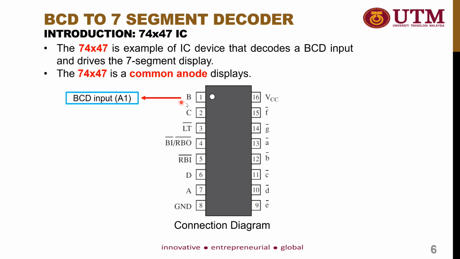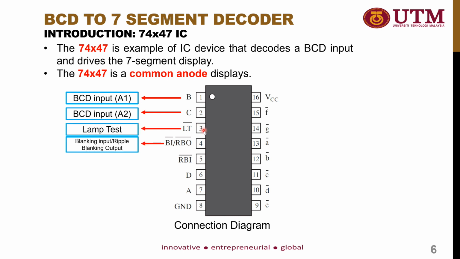So the first connection is pin 1, which is the BCD input A1. The second pin is the BCD input A2. And the third pin is the lamp test. The fourth pin is blanking input, ripple blanking output. The fifth pin is the ripple blanking input.